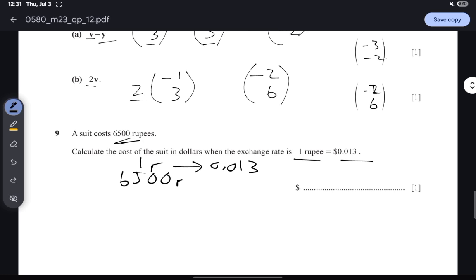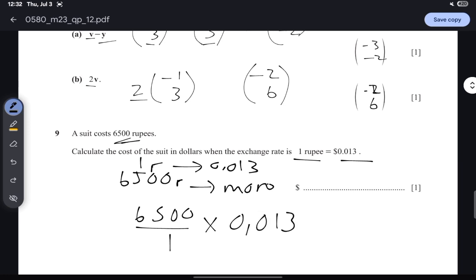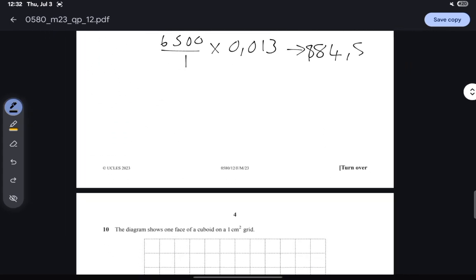So if it's 6,500 rupees, that would be more, right? That will be more. So it would be 6,500 over 1 times 0.013, like that. Then we get a number in dollars, which comes down to $84.5. If we give my dollar sign there, 84.5. Moving on to the next question.